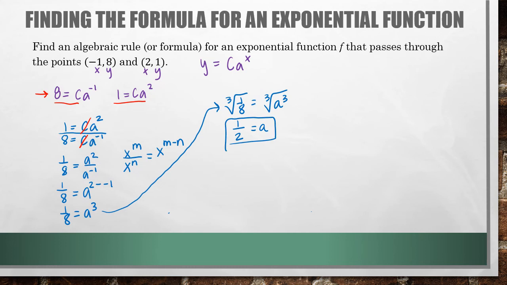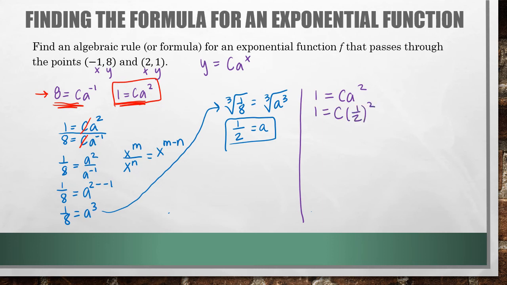To find the c value, I can plug it into either one of the original equations that we started out with and solve for c. So I'm going to end up using this equation just because I've got positive exponents, and I think usually those are a little bit easier to deal with. So let's go through and do that part now. So I've got 1 equals c a squared. So 1 equals c times (1/2) squared. So 1 equals c times 1/4. So to get the c by itself, I'm going to multiply both sides by 4. And I end up getting that 4 equals c.